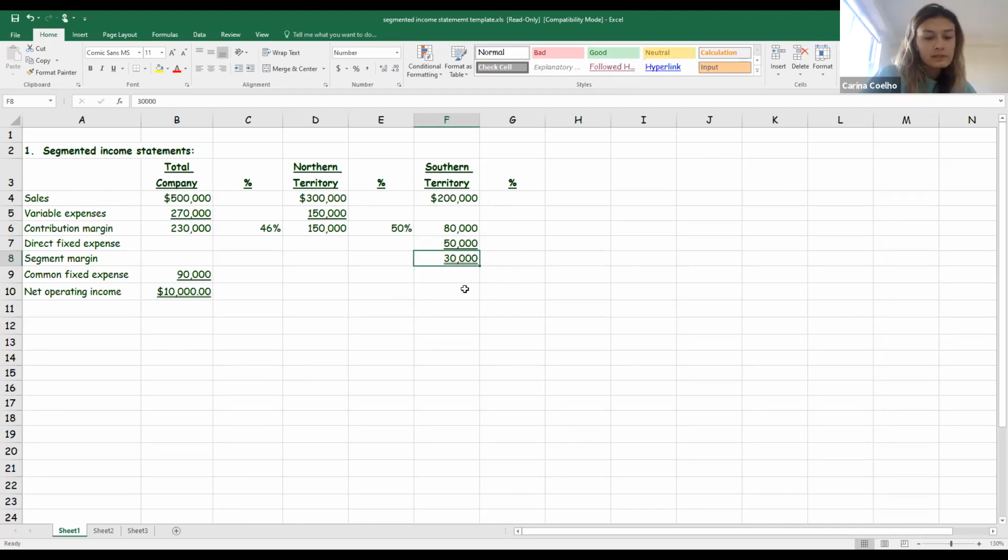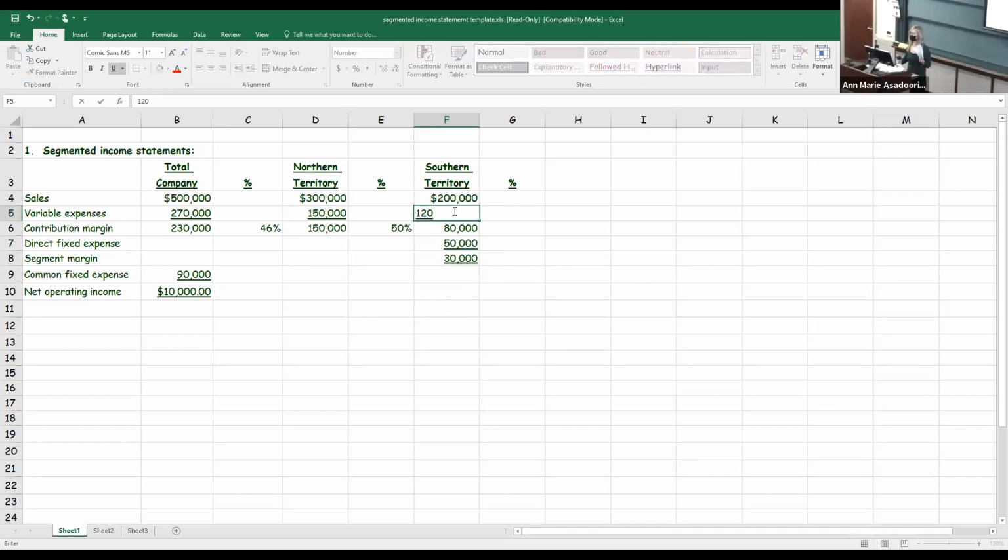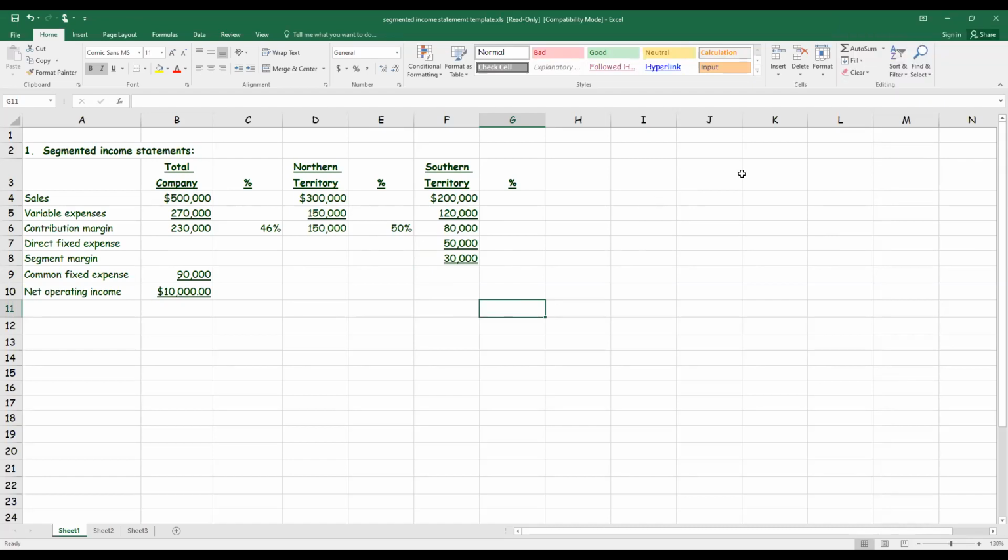The variable expenses for Southern would be 120,000. That's the 120. Right, so you could either get that by working this way or working this way. Oh, actually, I think you answered it right. I think I just put it in the wrong spot. Okay, Stephanie? Sorry, I was going to say the same thing.